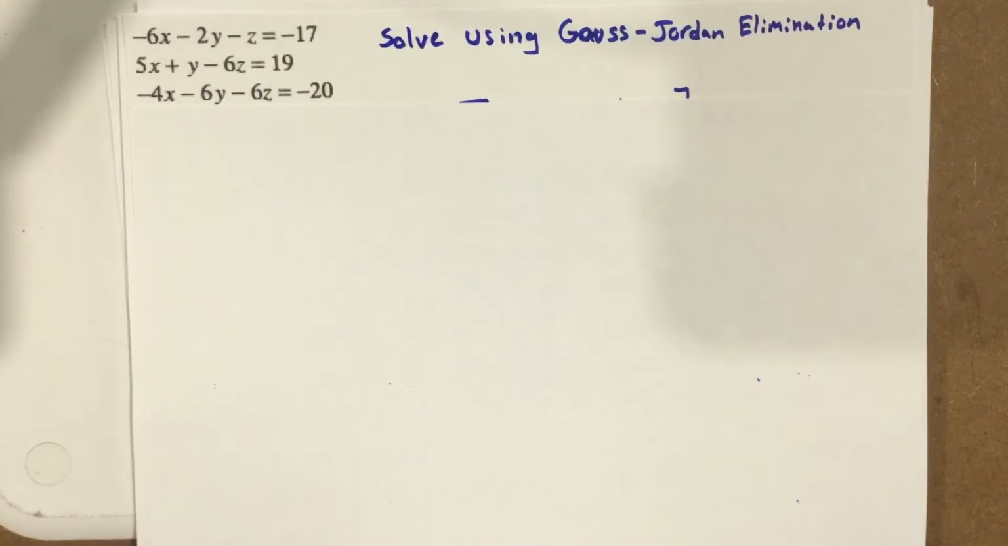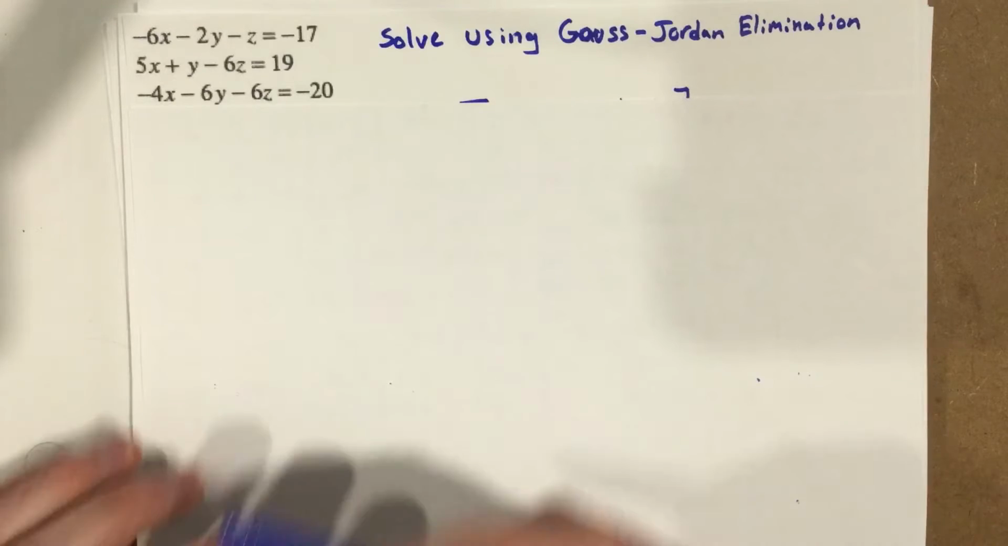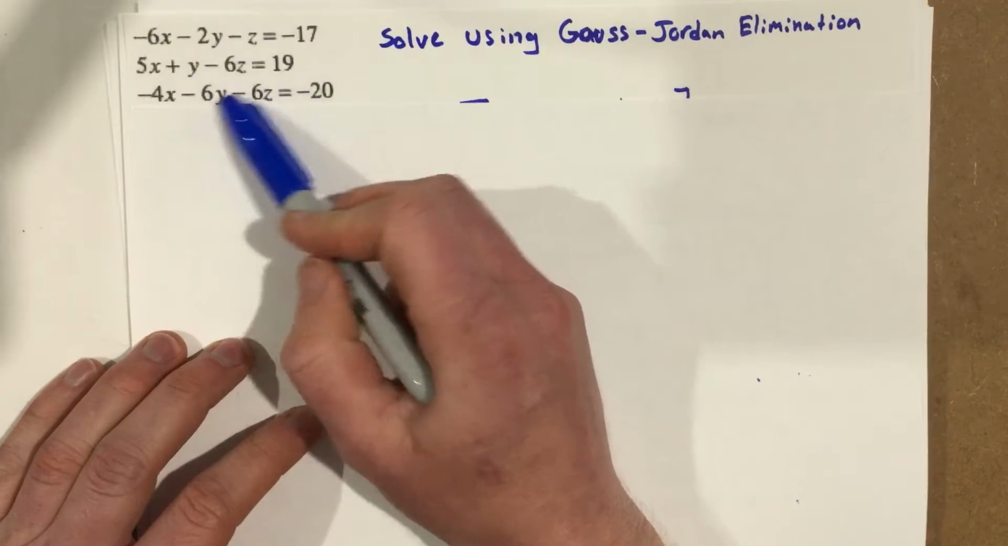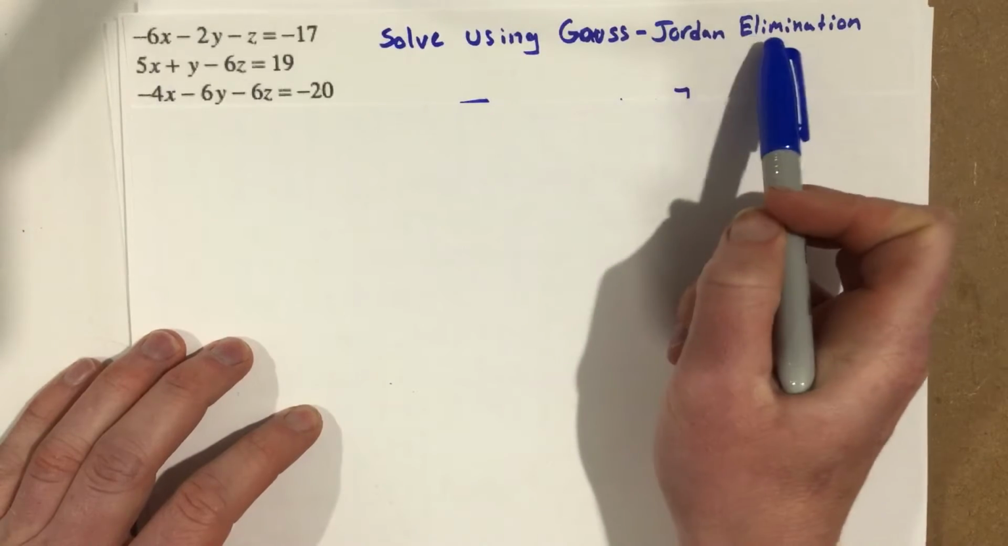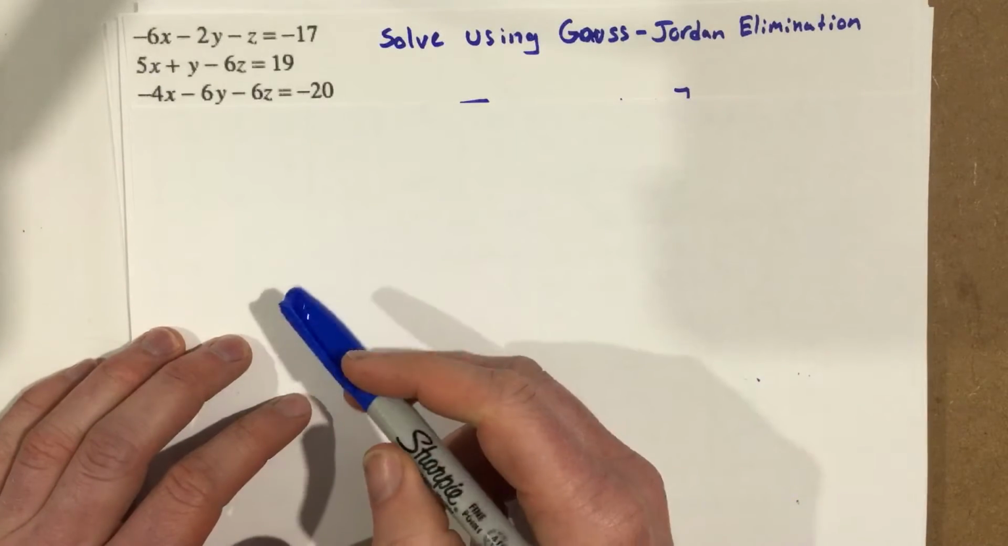This is review problem number 2 for assessment number 5. In this problem, they give us a system of equations with 3 variables. They want us to solve it using Gauss-Jordan elimination. Now remember, Gauss-Jordan elimination is where you make a matrix.